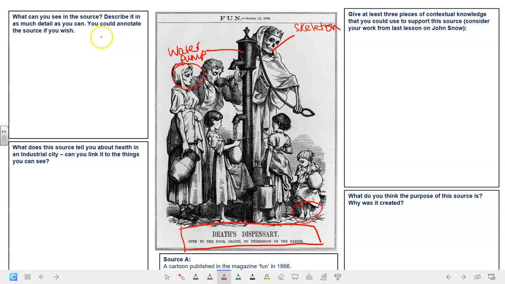So all you need to do in this one is tell me what you can see. So imagine if you were describing this to someone who didn't have the source in front of them, how would you tell them what it looked like? So pause here, complete that, and then come back.